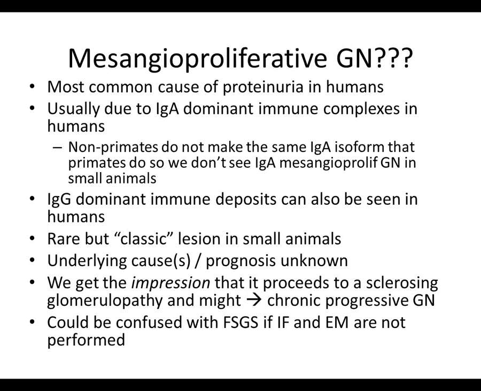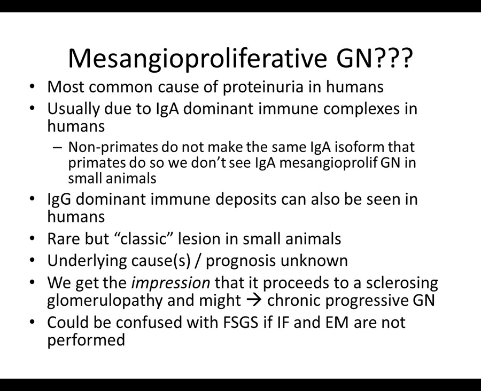You're going to see mesangial cell proliferation, you're going to see mesangial expansion, and you're going to see on EM where those complexes are starting out in the mesangium, and they might be infiltrating the capillary loop, but it's very prominent in the mesangial zone. And then again, the italics being that we get the clinical impression on our service, and we don't see this very often, but we do get the impression that it probably progresses to a sclerosing phenotype where you will start to have segmental sclerosis.